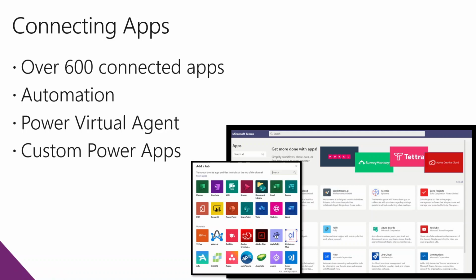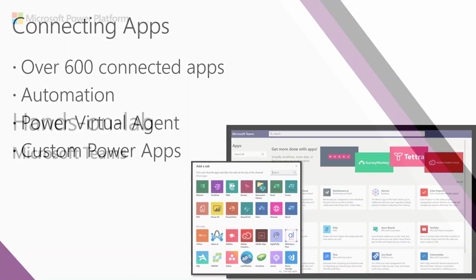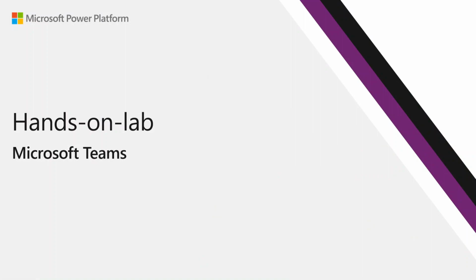There are over 600 apps available inside Teams. You can also connect to Power Automate and kick off automations. Power Virtual Agents: we will create a Power Virtual Agent in a later lab, and we will connect that to this solution as well. And you can also deploy custom Power Apps, and we're going to deploy a custom Power App in our lab.